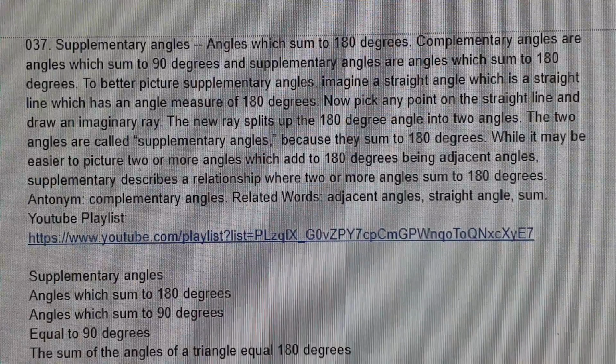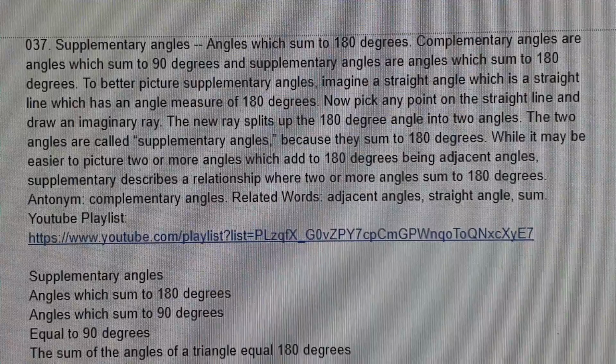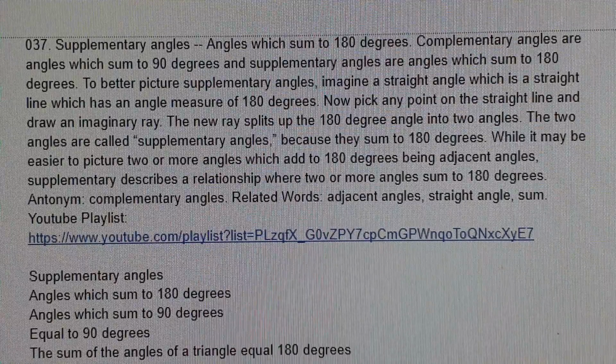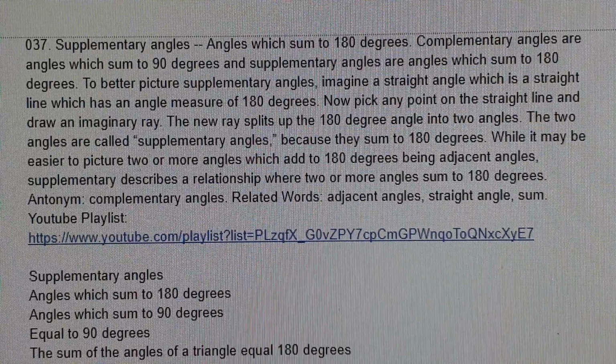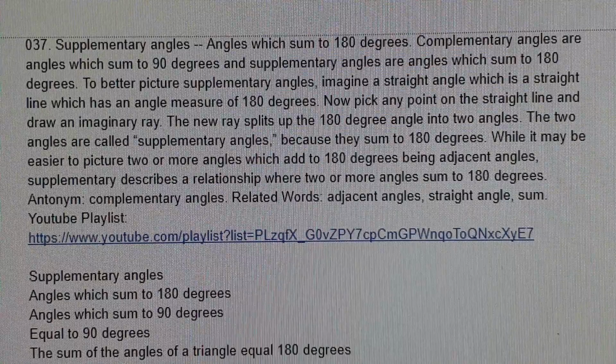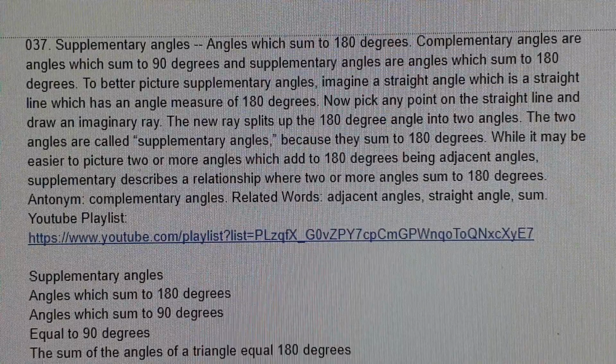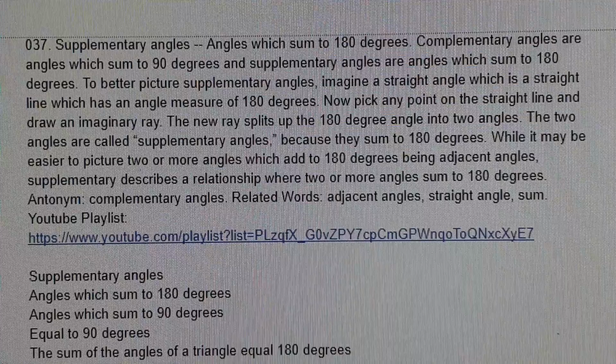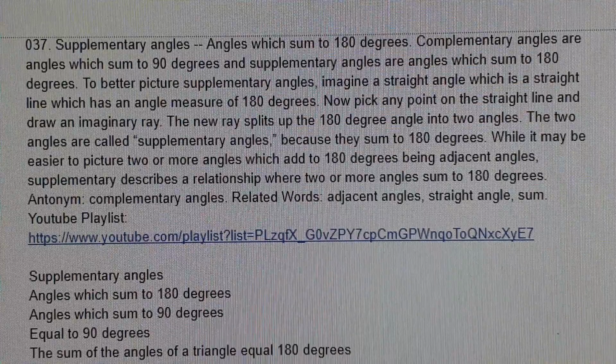Supplementary angles, angles which sum to 180 degrees. Complementary angles are angles which sum to 90 degrees, and supplementary angles are angles which sum to 180 degrees.